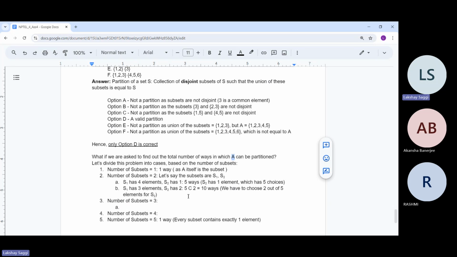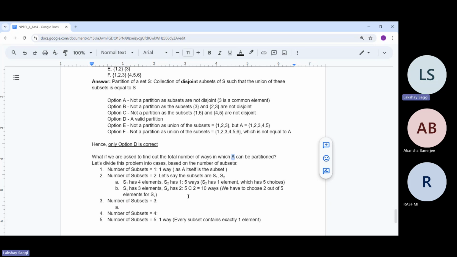Similarly, the second case will be S1 has 2 elements and S2 has 2 elements. And in this case, we just need to select 2 elements for S2. So it can be done in 4 choose 2 ways, and this will be equal to 6. I'm very sorry for changing the question, guys, but I think for this question we'll be able to answer much faster. So we have to choose 2 out of 4 elements for S2. And now suppose we had the number of subsets equal to 4. This case is also handled. So the only non-trivial case left for us is when the number of subsets is 3.